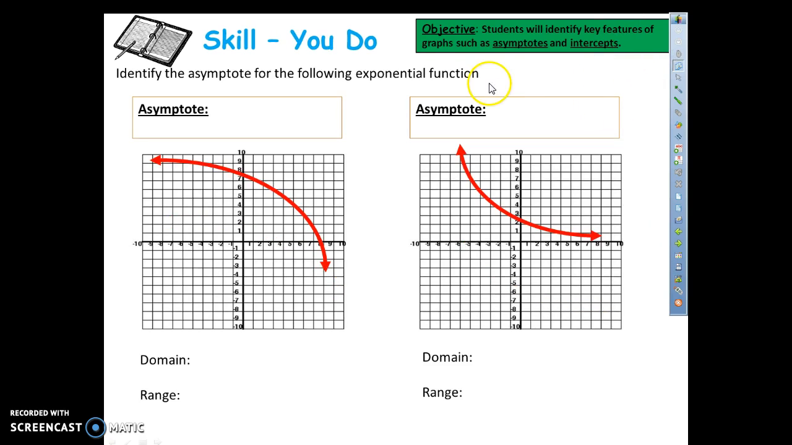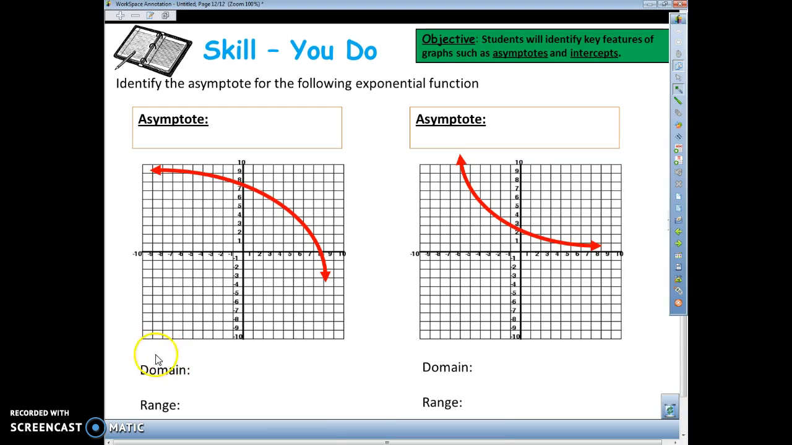I would like you to pause the video, and I want you to identify the asymptotes for these two functions. And again, don't worry about domain and range. These two are on the back side of your notes, so flip over your notes and get these down. Pause the video and check back in.